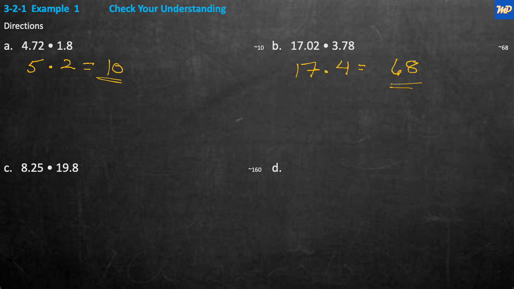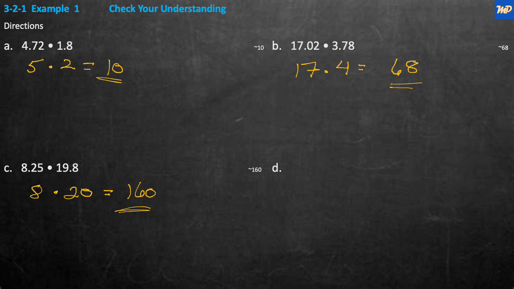Let's go on with problem C. Again, we're going to multiply by estimating. The 19 should probably be estimated to be a 20. We're going to round that to a 20. And the 8.25, we're going to round down to 8. And 8 times 20 is how much? 8 20s is 160.